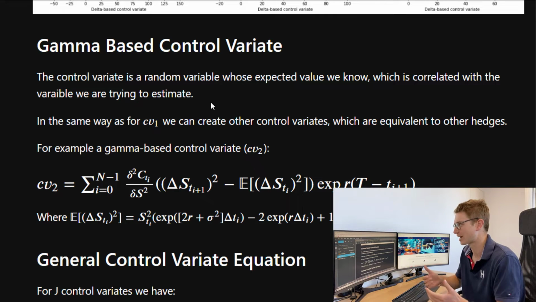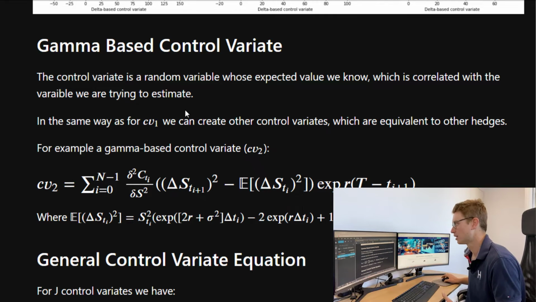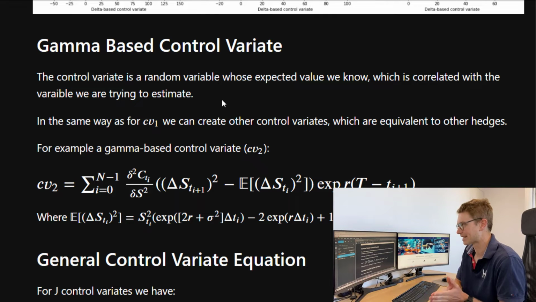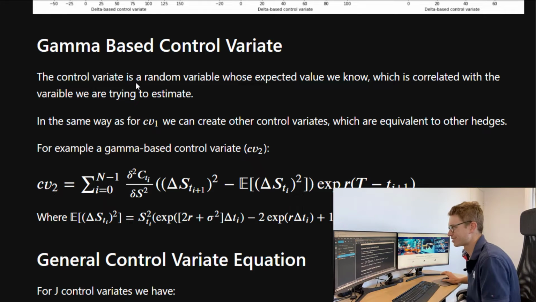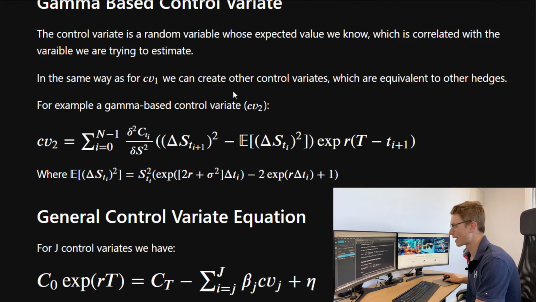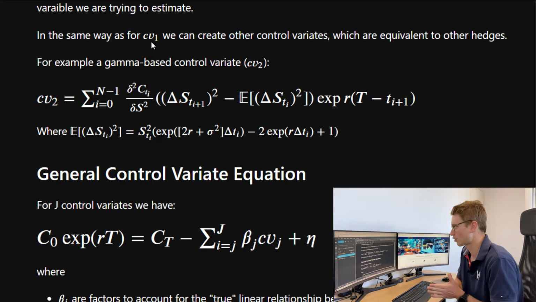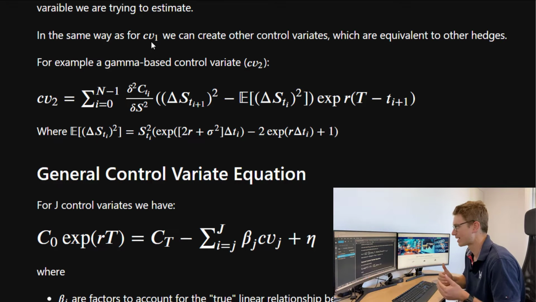So what happens if we had a control variate based off gamma? Now remember, gamma is the sensitivity of delta to the change in the stock price. So the control variate is just a random variable whose expected value we know, which is correlated with the variable we are trying to estimate. In the same way as for CV1, the delta-based control variate, we can have other control variates which are equivalent to other hedges.